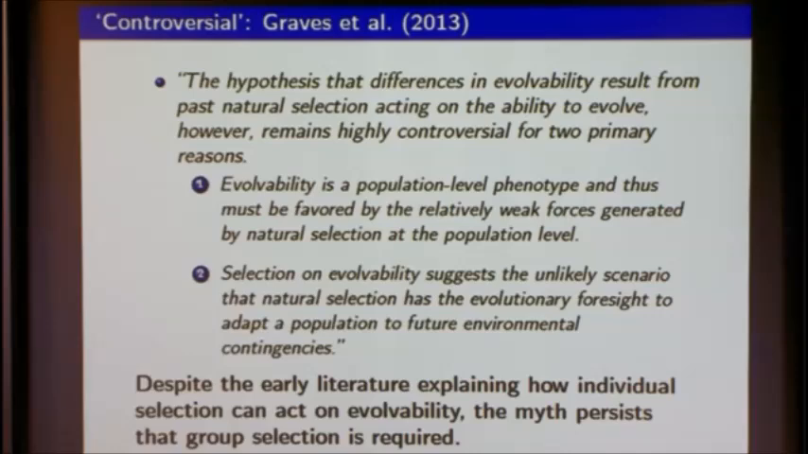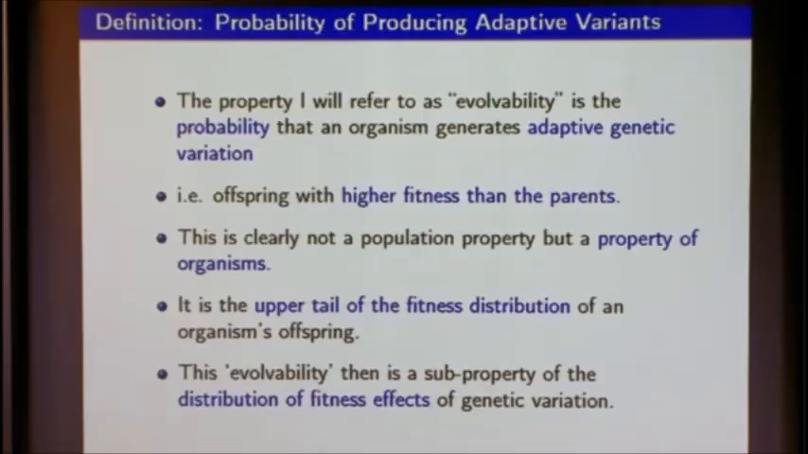So here's the definition of evolvability that I'm going to be using throughout: the probability that an organism generates adaptive genetic variation. So in other words, offspring with higher fitness than the parents. This is clearly not a population property, but a property of organisms. It's the upper tail of the fitness distribution of an organism's offspring. This evolvability then is a subproperty of the distribution of fitness effects of genetic variation.